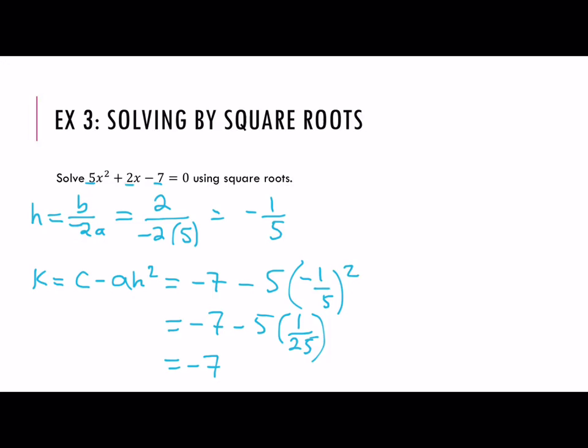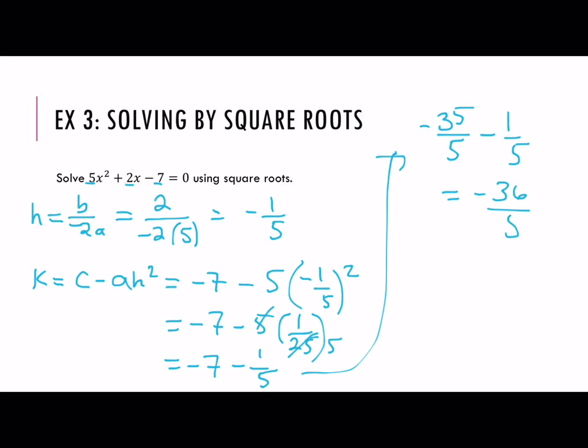And then multiply, so negative 7 minus, and then that 5 can cancel in the numerator and denominator. So that's going to be minus 1/5. And then get a common denominator to subtract that. So negative 7 would be negative 35/5 minus 1/5, and that's negative 36/5. Right. Now, for solving with square roots, I would leave the h and k as fractions as well. So let's go through the rest of solving, and then I think you might see why it's a little bit more convenient, particularly with k, to have k as a fraction.